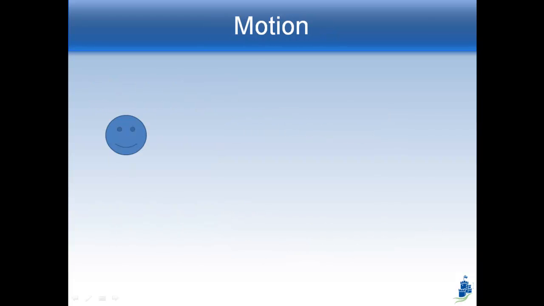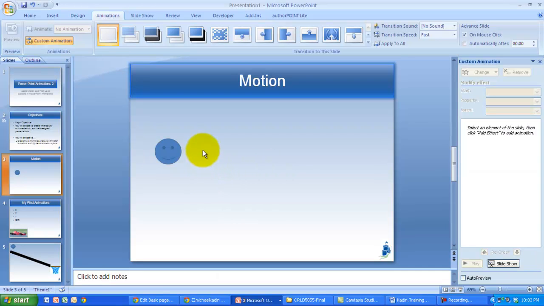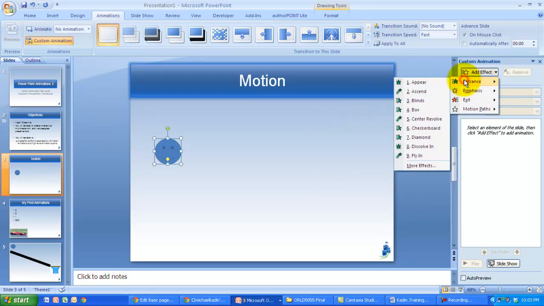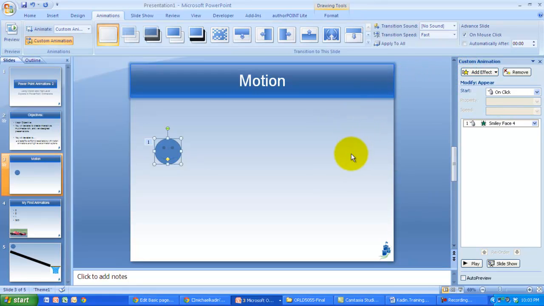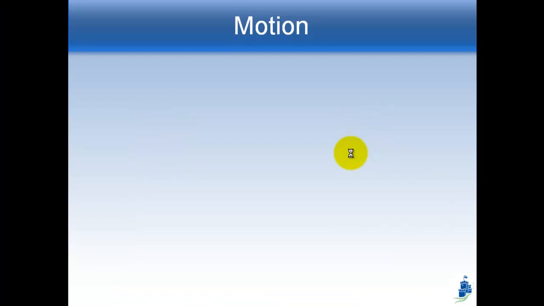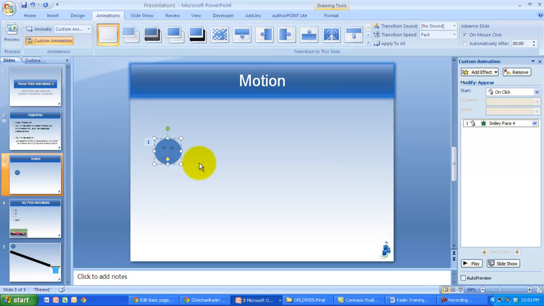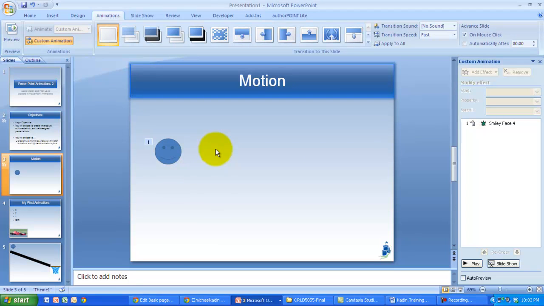Okay, so motion. Right now we know how to make stuff appear. For example, if I wanted to get this smiley face to appear, I'd go to the Animations tab, and I'd click on Custom Animation to make my custom animation panel appear on the side here. I would click on the face and hit Add Effect, Entrance, and then Appear. Now, if I run this presentation and click, up comes the head. Now it has an A in it for some reason, but that's whatever. Delete that. Okay, that's fine.